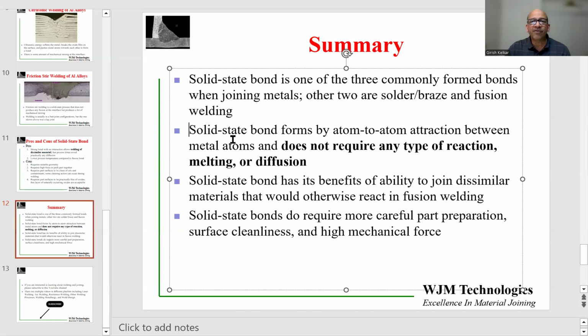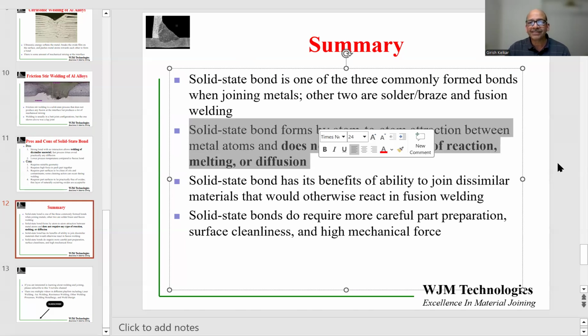Solid state bond essentially forms by an atom to atom interaction between the metals and does not require any type of reaction, melting, or diffusion. It is very important to realize that there's no expectation of a reaction, melting, or diffusion at the interface, and you still form a very strong bond. That comes as a surprise to a lot of people, even in the welding business, because intuitively you would think that if the bond is strong, then something must have happened at the interface. All that has happened is you have brought metal atoms on both sides into intimate contact, without having any contaminants or oxides between, and they will form a bond.